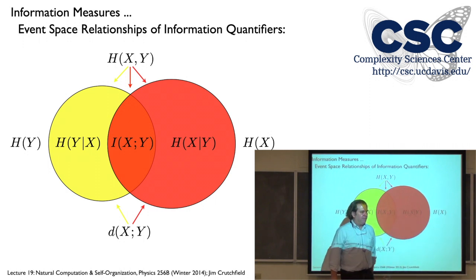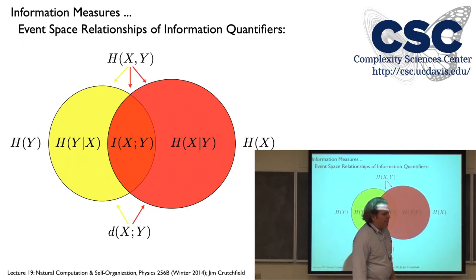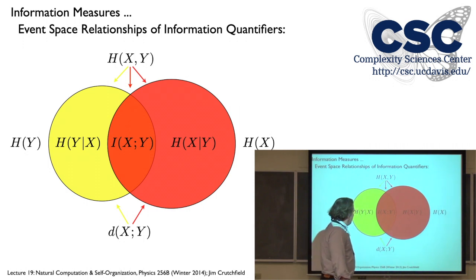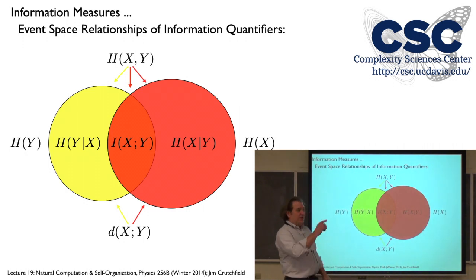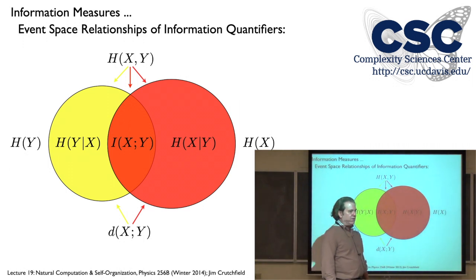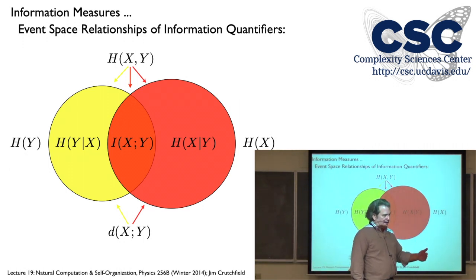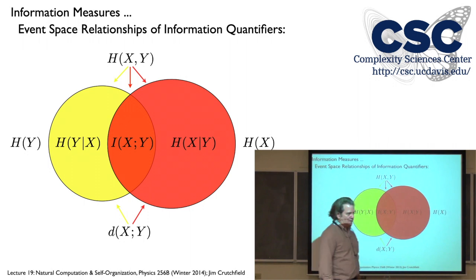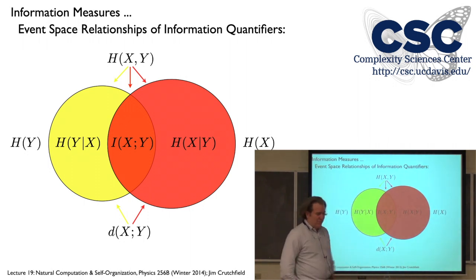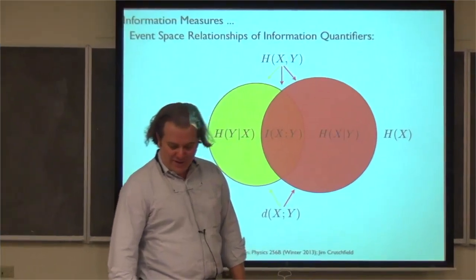Yeah? So shouldn't that be x given the complement of y, and y given the complement of x? Yes, right. We'll get to that. To talk about the generalization, I have to bring out the set theoretic analogy more directly. So we will do that in probably too much detail, but yeah, we'll get there.